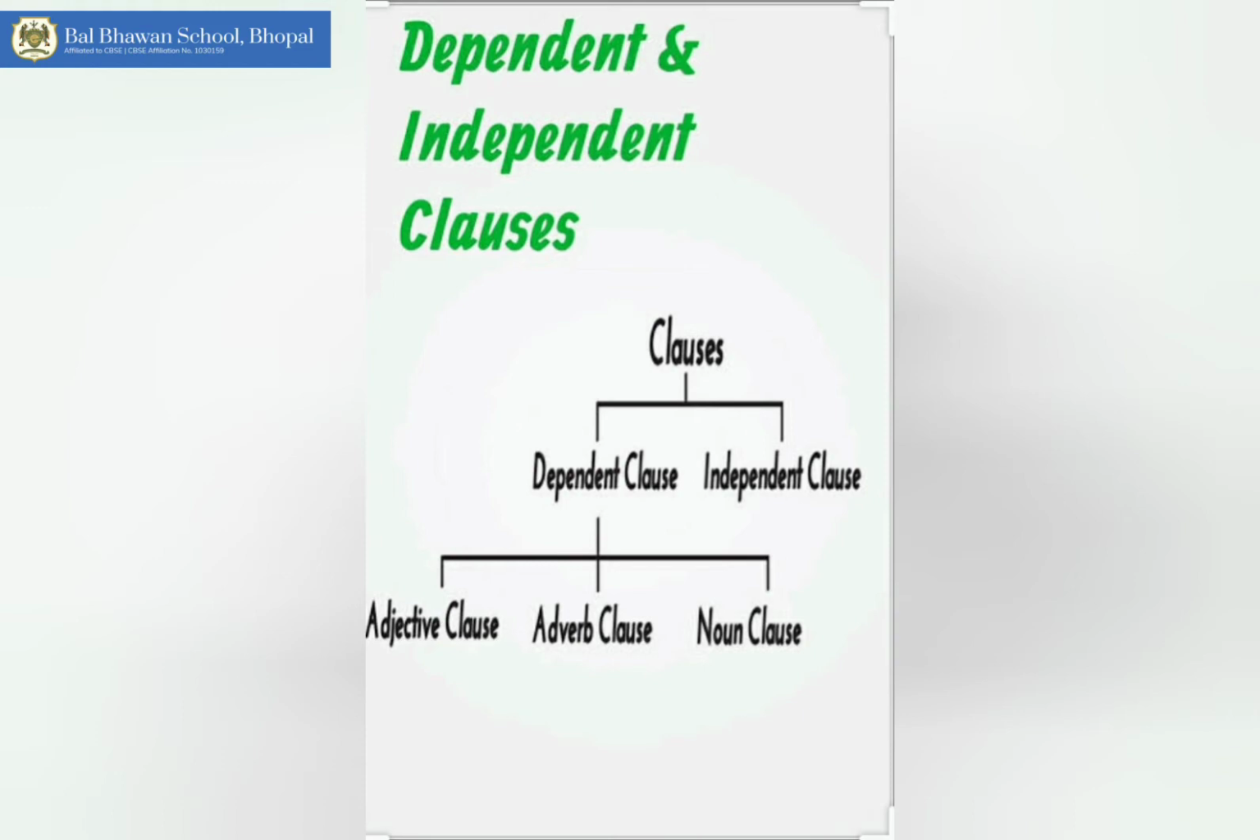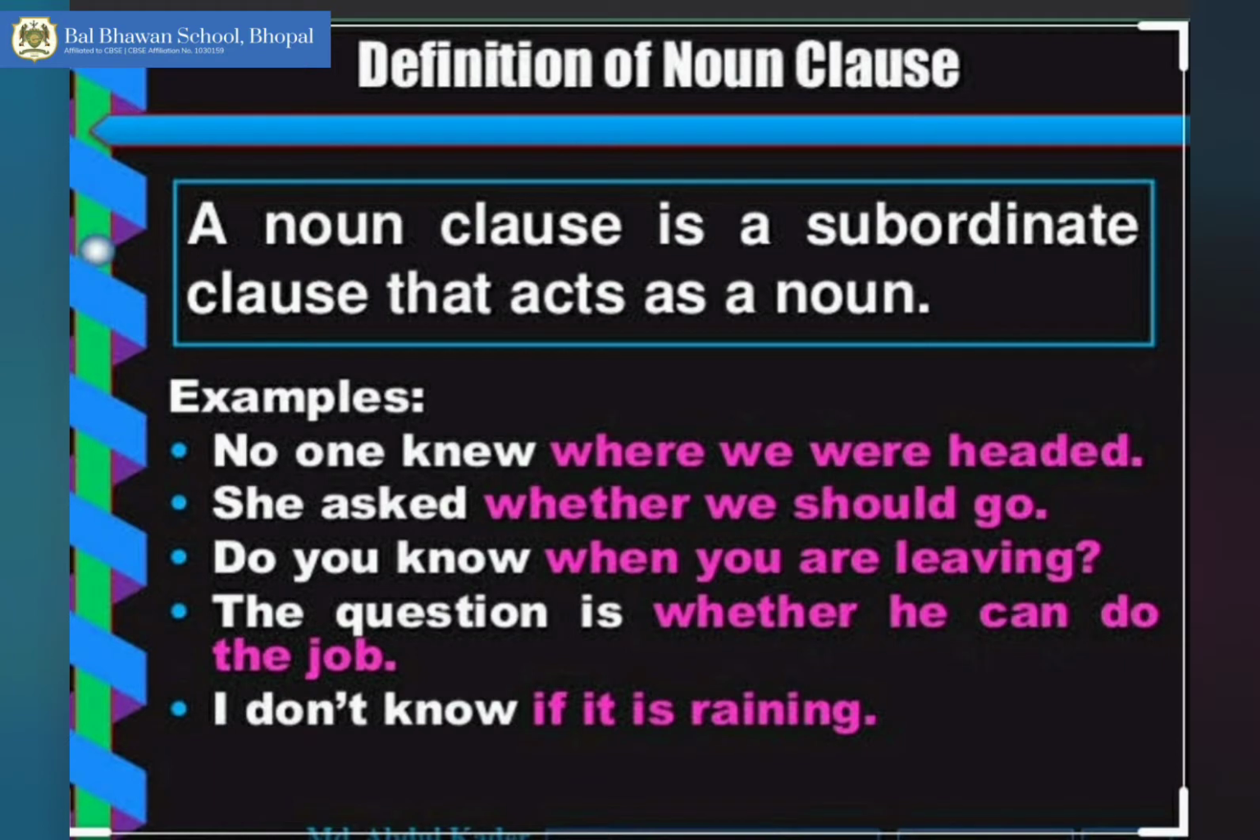As such, there are three types of subordinate or dependent clauses: adjective clauses, noun clauses, and adverb clauses. Today, we are going to learn about noun clauses. What is a noun clause? A noun clause is a dependent clause that takes the place of any noun in the sentence, whether they are subjects, objects, or subject complements.